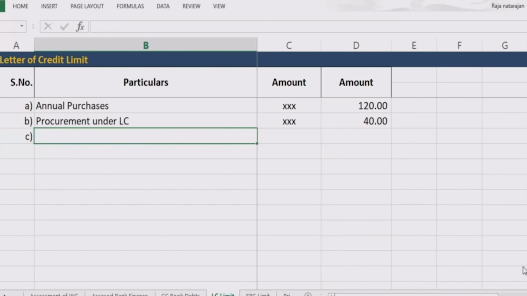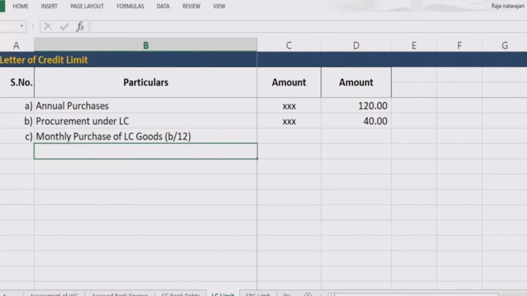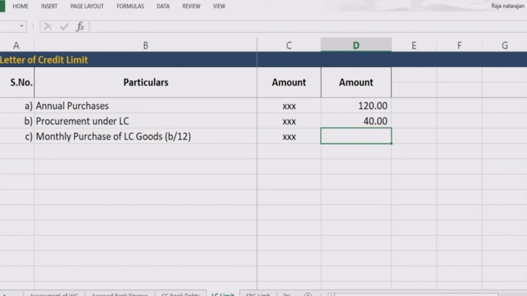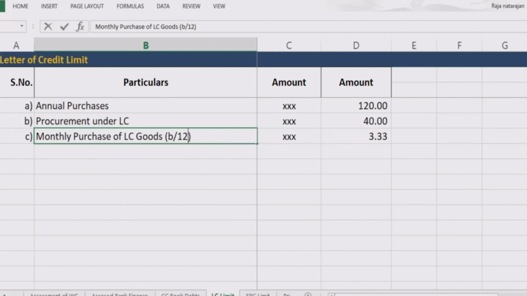Fine. Then we should know what is the monthly purchase. Monthly purchase of LC goods, okay, which is nothing but item number B divided by 12. So let me put that here. Item number B divided by 12, we get something like 3.33. Okay, so this is the monthly purchase of goods under LC.